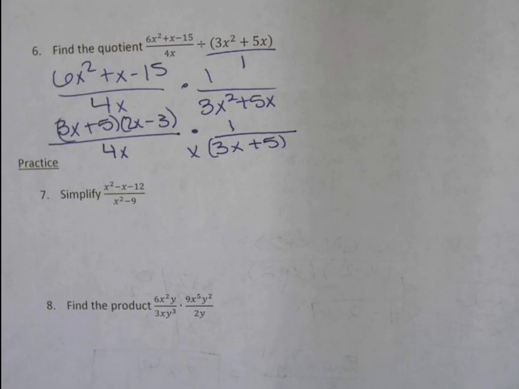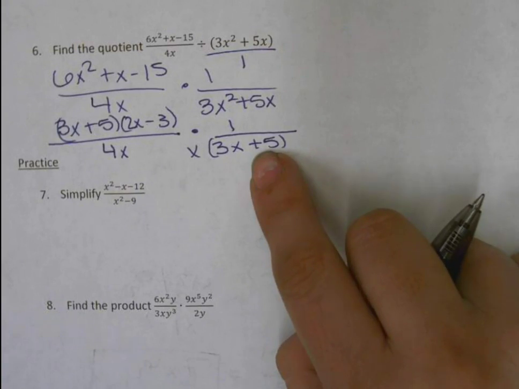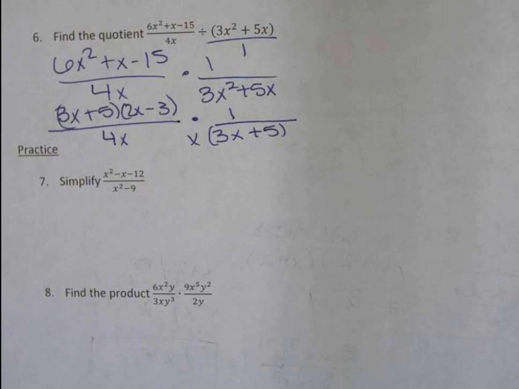I knew I had to have 3x plus 5 as one of my factors because I saw it in the other one, and I know they're always going to have something that cancels out. But if you want me to show you how to really factor it, I can after the notes.